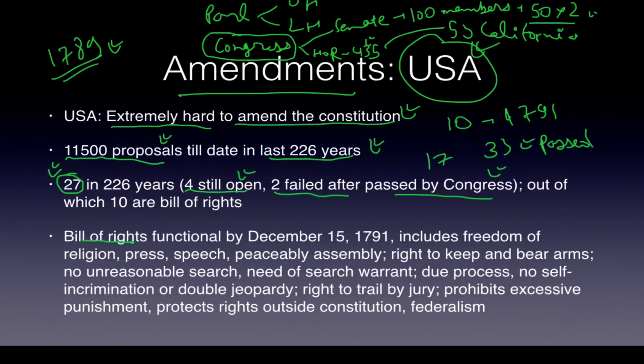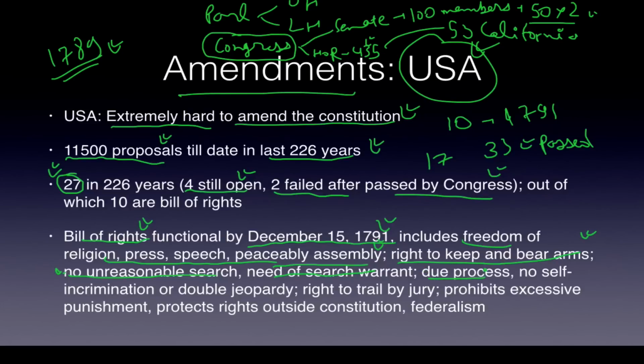So the Bill of Rights, what does the Bill of Rights include? They are one of the most fundamental rights. For the first time in a democratic written constitution they were codified, and they became functional by December 15 of 1791. The first is freedom of religion, press, speech, and peaceable assembly. Second is the right to keep and bear arms. Third is that you cannot allow soldiers to come in peacetime to stay in private citizens' houses. Then no unreasonable search, there should be a need of a search warrant.